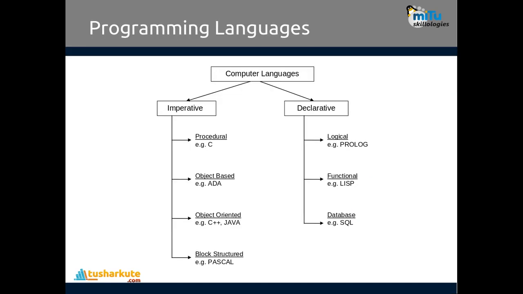First, let's focus on the first topic, that is what type of computer languages we have. See, in computer languages, we have two different kinds of languages here: imperative languages and declarative languages. Imperative languages contain programming language statements. They are executed either by a compiler or an interpreter. So in imperative languages, we have procedure oriented languages like C, object based languages like ADA, object oriented languages where the concept of object is there, they contain C++ and Java, and block structured languages such as Pascal.